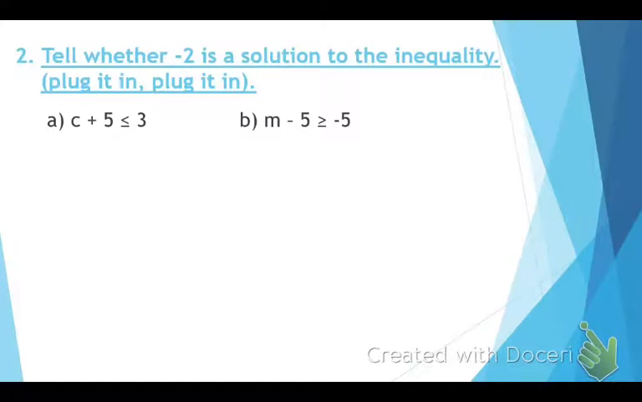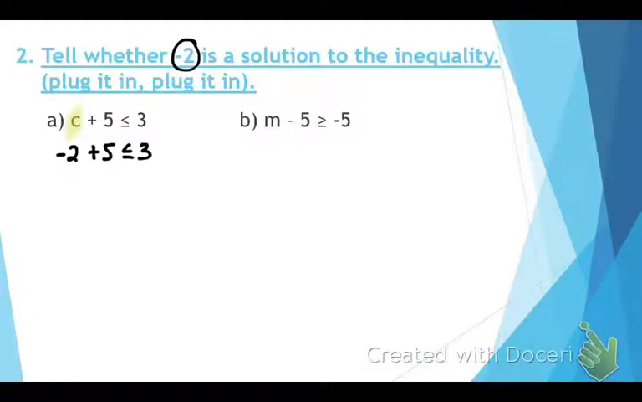For this next idea, it asks us to tell whether -2 is a solution to the inequality. I would like you guys to circle -2. Then down here I say plug it in, plug it in. So at the beginning of the school year, we did a lot of plugging in. Now we're going to do that again. Instead of C, what does it tell me to plug in? A -2. So I'm going to plug in -2 and drop everything else down.